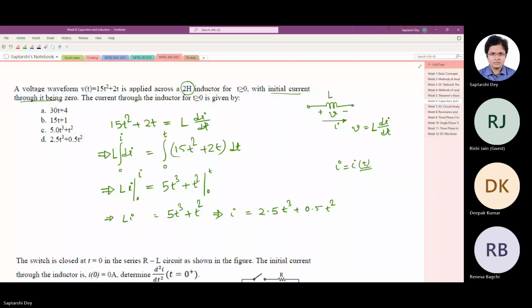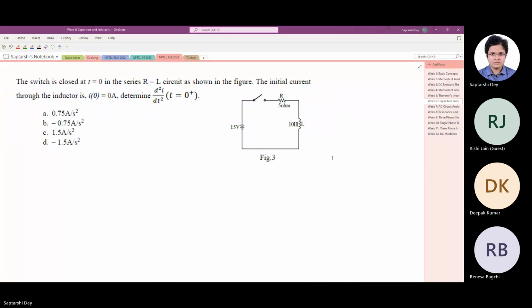Okay, so the next question. There is an RL circuit. Initially the switch was open, so definitely no current in the circuit. The question says the switch is closed at t equals 0 in the RL circuit as shown in the figure. The initial current through the inductor is 0, it has to be 0, no other option. Now determine d2i/dt2. So basically you have to find the equation of current through the RL circuit.